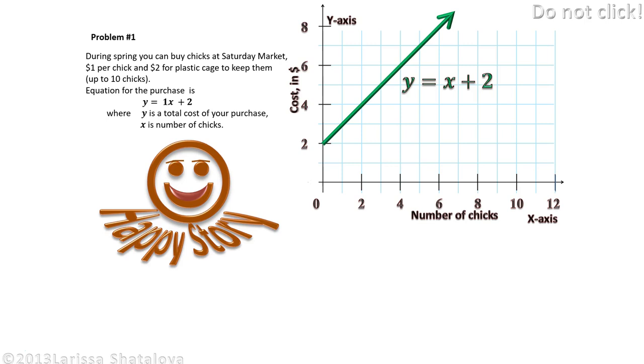Now, for instance, if you bought 4 chicks, how much did you invest in this very serious business? Look into graph and you can see $6. Or, if you're ready to invest $7 in this very serious chicken business, how many chicks can you buy? Look into graph and you will see only 5. This is how to read and interpret graphs. Good luck!